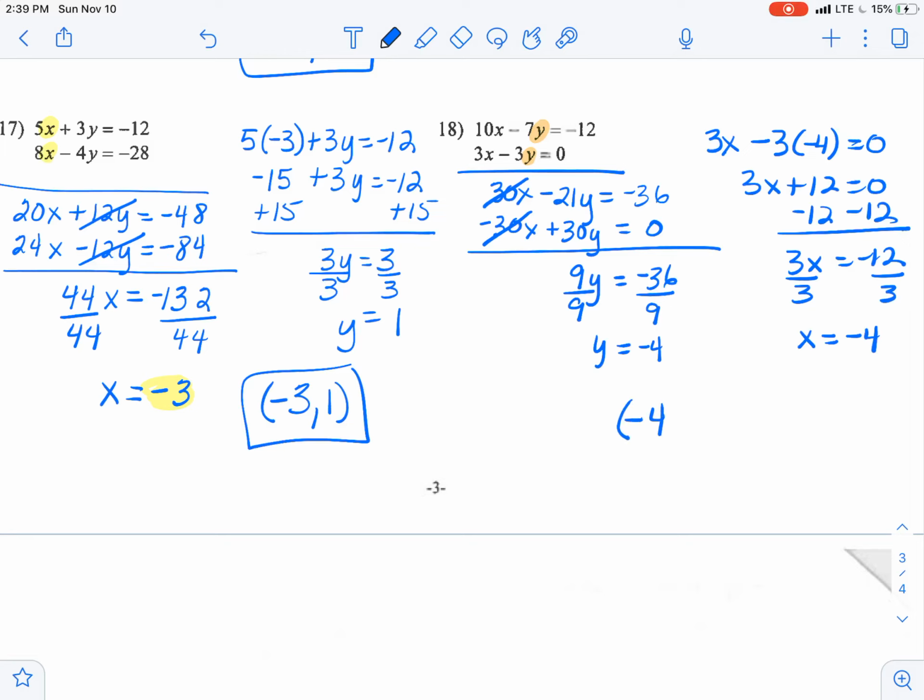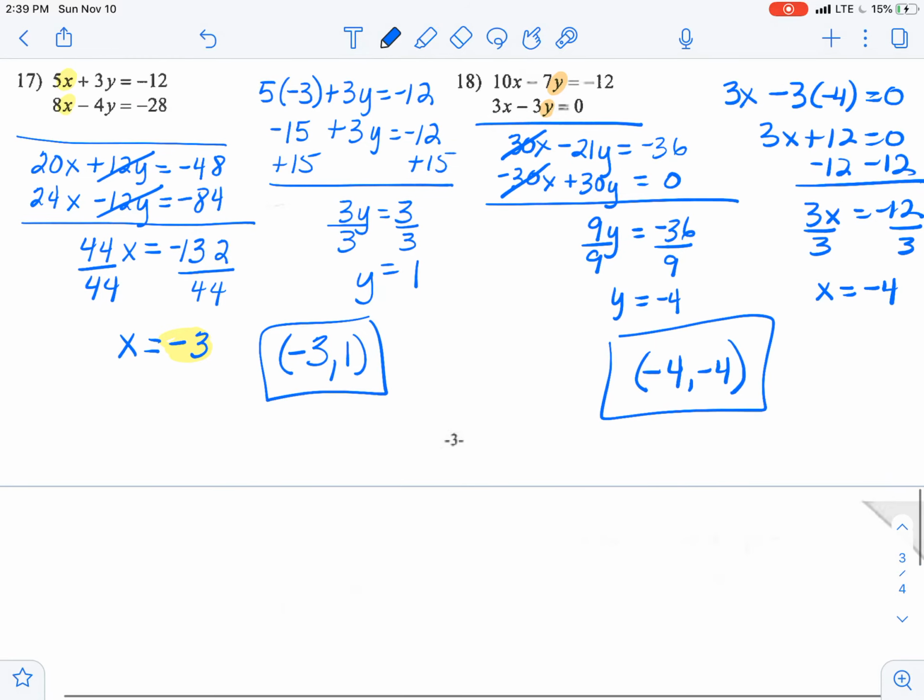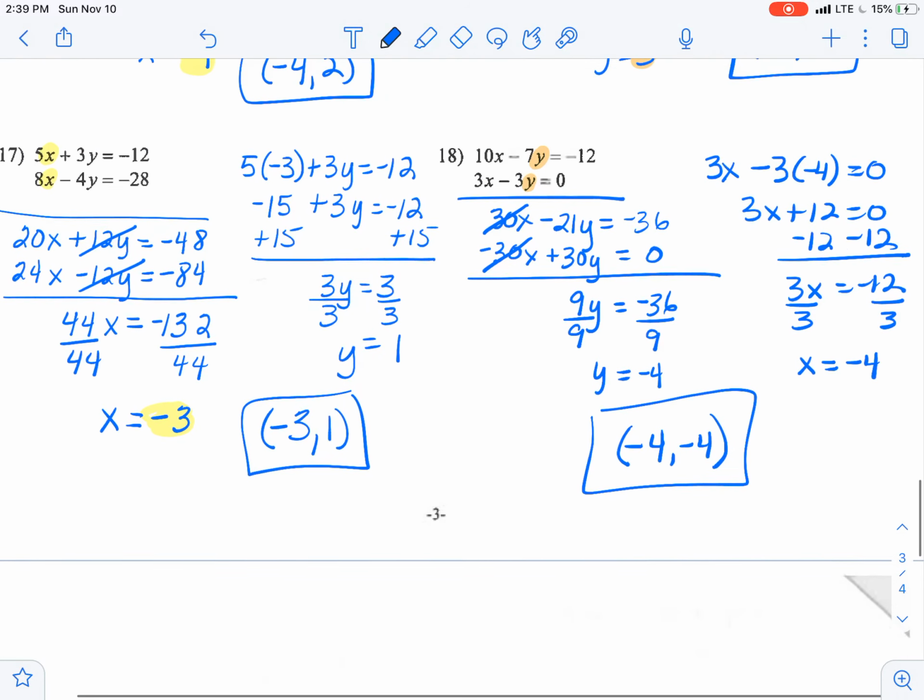Again, be sure to write your answer as x and y. Final answer.